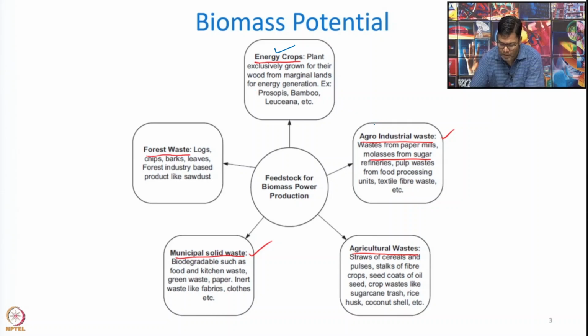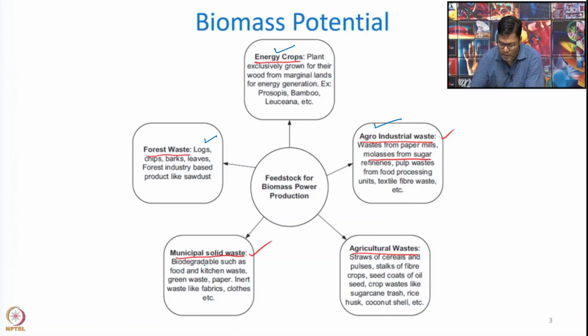I am not discussing it further, I am not taking longer time. Agro-based industries waste is also biomass, it also has biomass potential, okay. And forest waste like logs, chips, leaves, tree leaves, okay. These are the forest waste which are also considered as biomass. This also has potential for generating energy or generating hydrogen, okay.